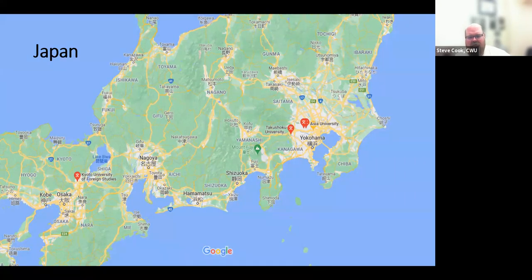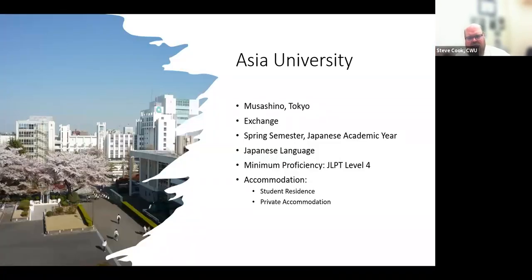So our next 4 are in Japan, 3 of which are in the greater Tokyo area, and then 1 in Kyoto. So Asia University is in Musashino, Tokyo, which is about 2 stops away from the Shinjuku district. Again, it is an exchange. It is primarily exclusively really for students who want to study Japanese language.